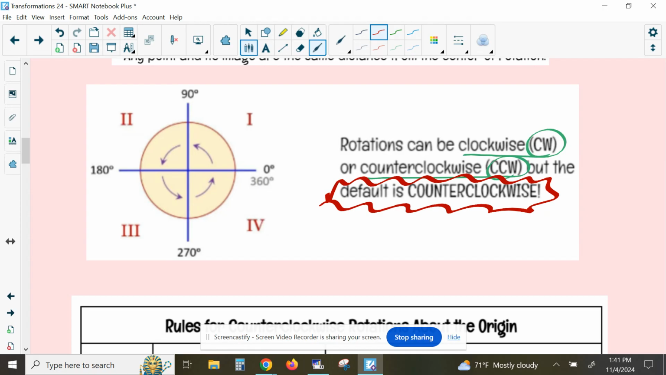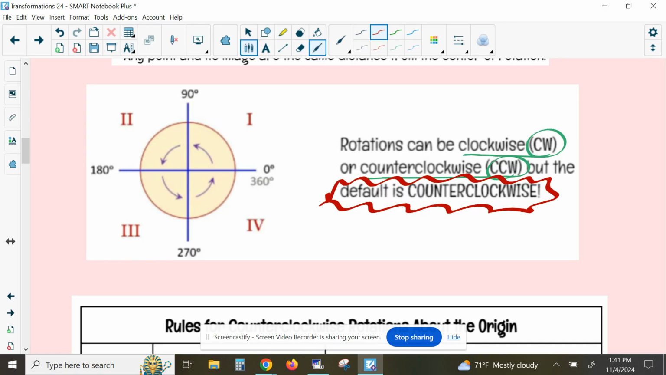Make sure that you know this. The default direction is counterclockwise. That means if they don't tell you which way to go, you go counterclockwise. Got it? You know what default means. They don't tell you, go counterclockwise. So if you hear me say rotate 90 degrees and I don't say which way, and the question doesn't say which way, you go counterclockwise.